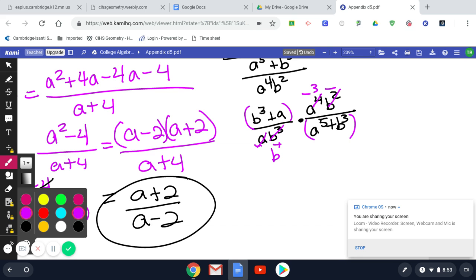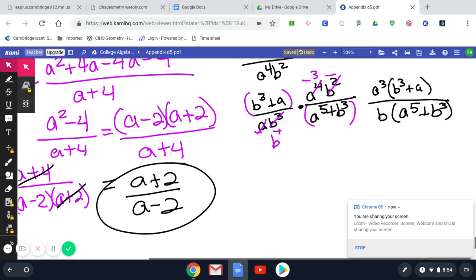So then what I'm left with is on the top, I have a to the third times b to the third plus a, over b times a to the fifth plus b to the third. And I don't think there's anything more that I can do. I could distribute the a through and the b through if I wanted to, but that's pretty much the answer then, depending on how you want the final answer to look.